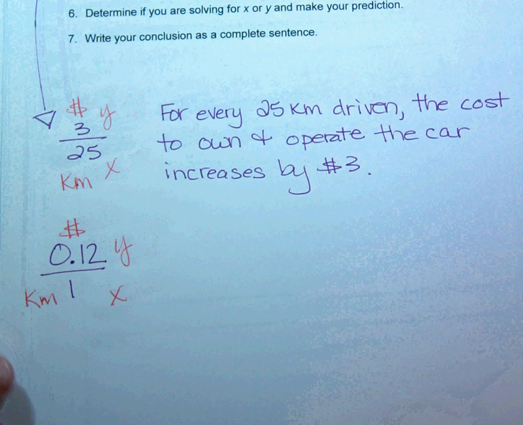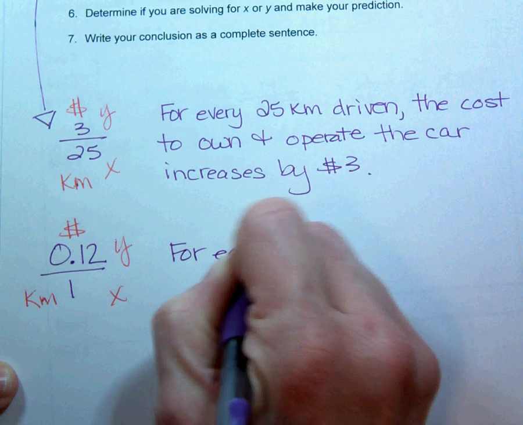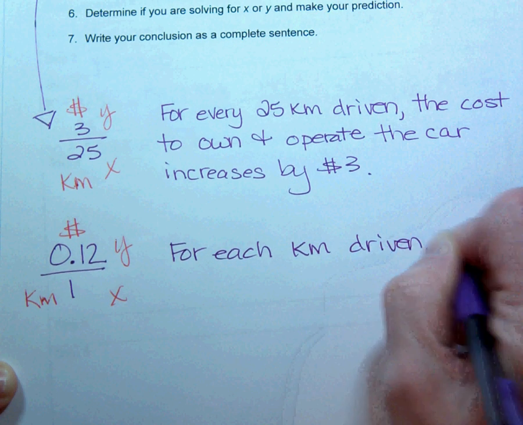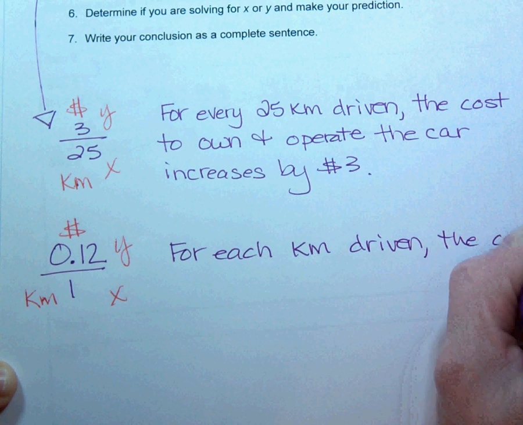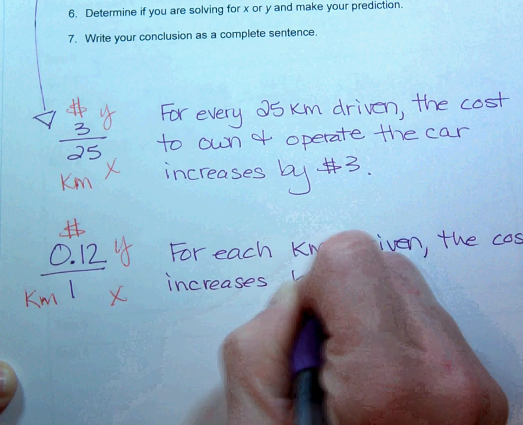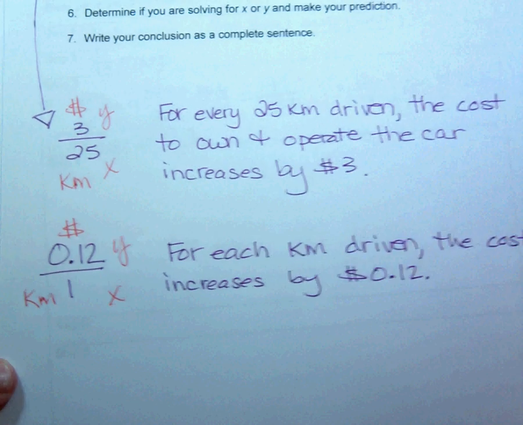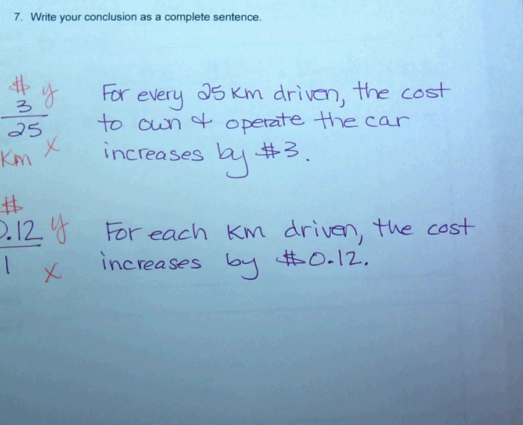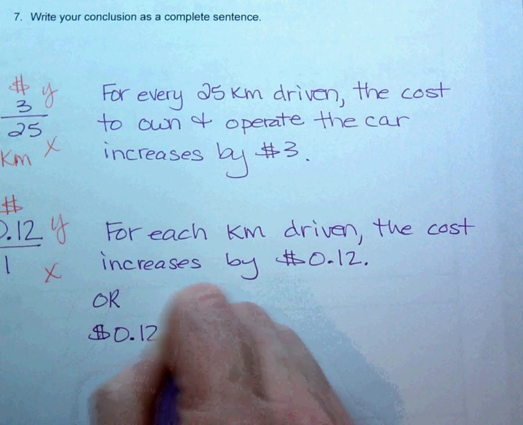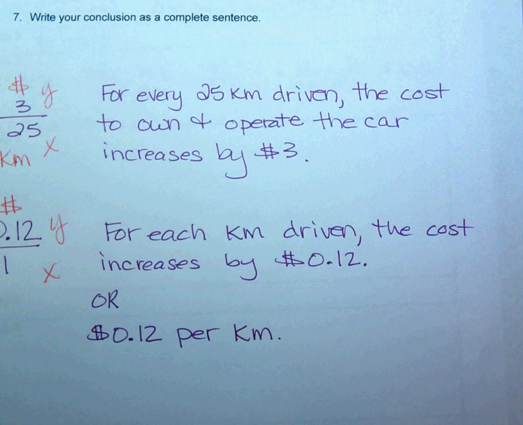So this tells me that for each kilometer driven, the cost increases by 12 cents. Or you can say it's 12 cents per kilometer. That's a unit rate, 12 cents per kilometer.